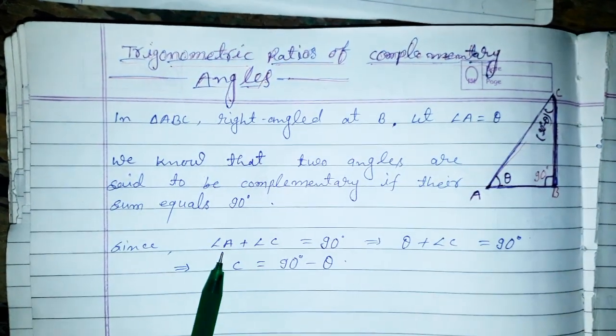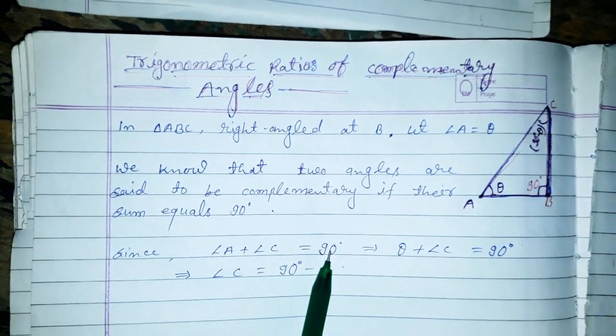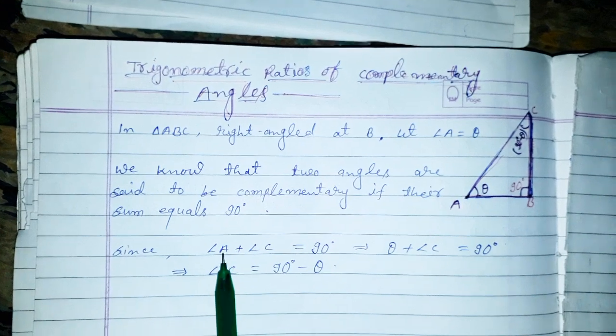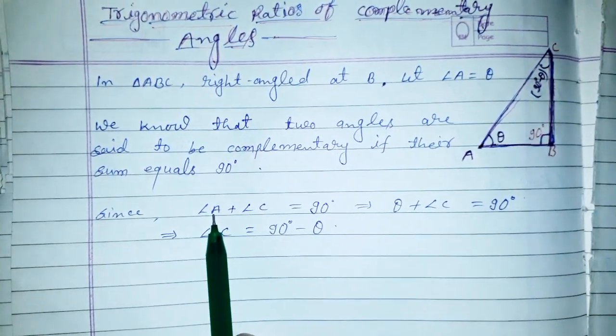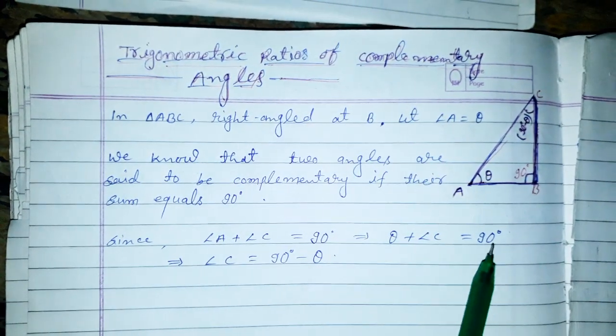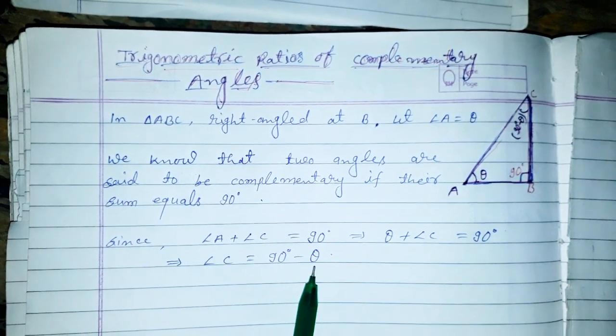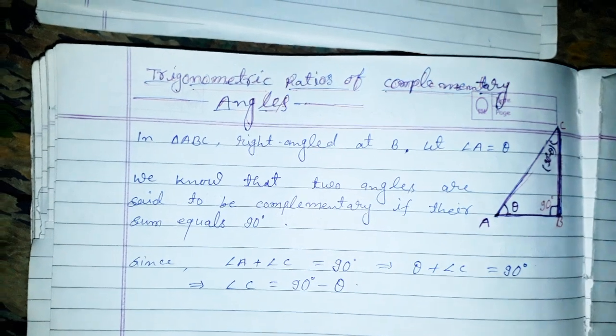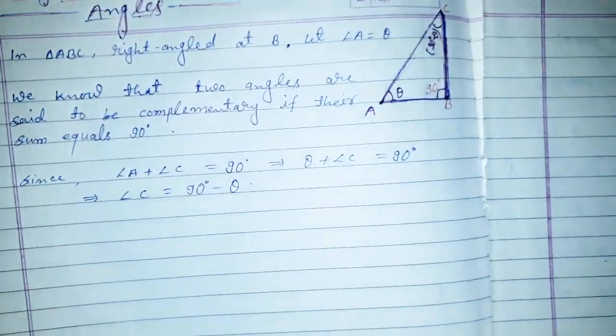So here angle A plus angle C is 90 degrees. Let A be equal to theta. So put the value of A: theta plus angle C is equal to 90 degrees. So angle C is equal to 90 minus theta. And this is 90 minus theta. So let us find the formulas.